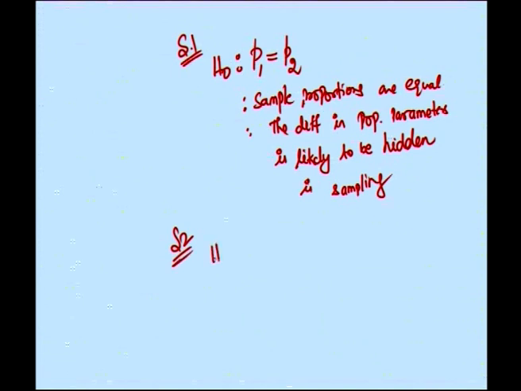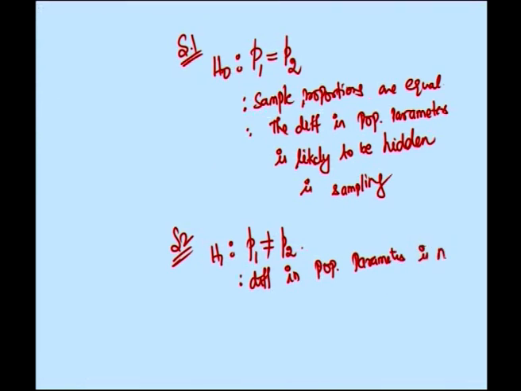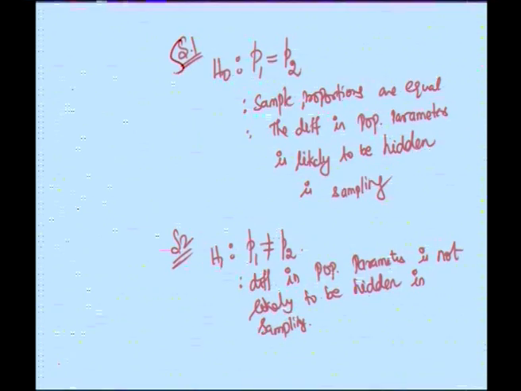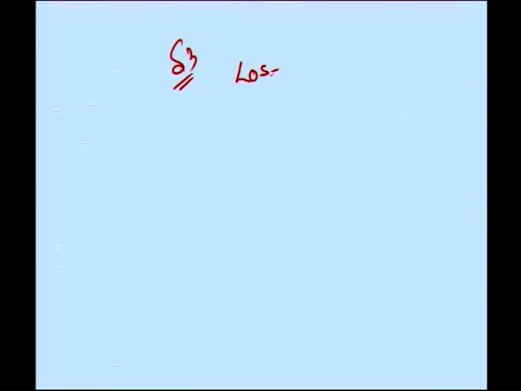Now, set up H1. H1 is small p1 is not equal to small p2. That is, the sample proportions are not equal, or the difference in population parameter is not likely to be hidden in sampling. Okay. Step 3 is level of significance 5%. Step 4 is the usual formula. You just write the usual formula, then we will convert.